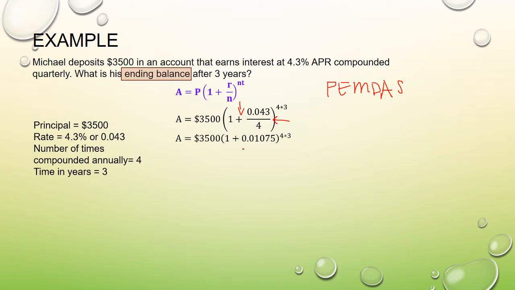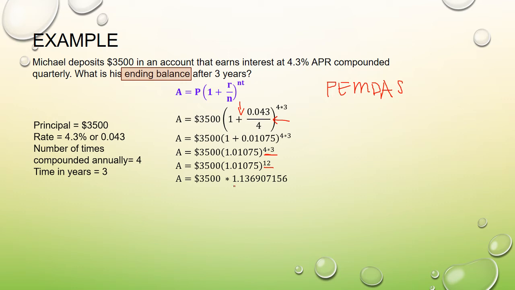Got that down. Now let's add. We get 1.01075. After P is exponent. Let's evaluate the exponent. But before we can do that, we need to multiply the exponents together. 4 times 3 is 12. Now we can actually evaluate. You type in 1.01075 to the 12th power, you get a really, really long number.